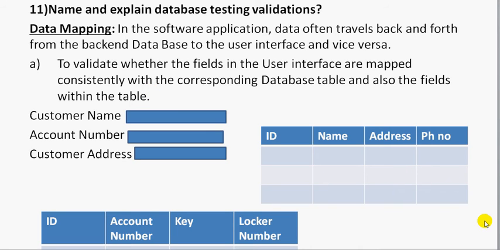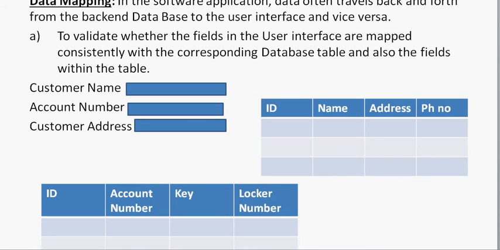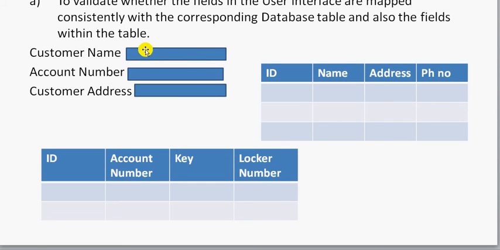I have an example here, and since we are talking about a banking application, let's continue with that. We have a form here: customer name, account number, customer address. Customer name will map to the customer table, to the name field. Account number will map to the account table and to the account number field. Customer address will again map to the customer table. So this one form will have different fields which are mapping to different tables.